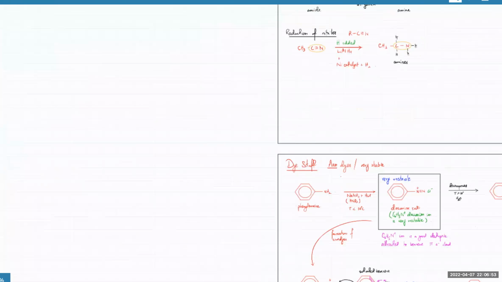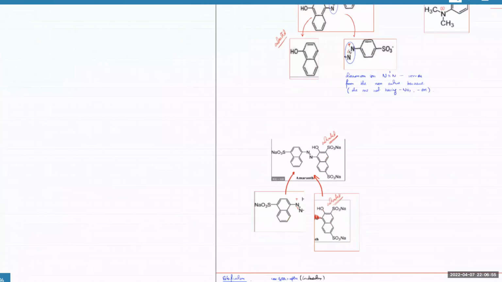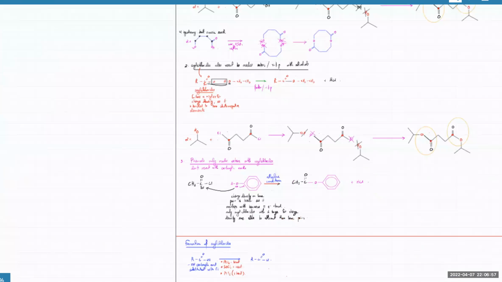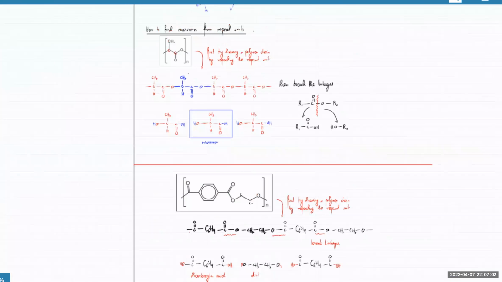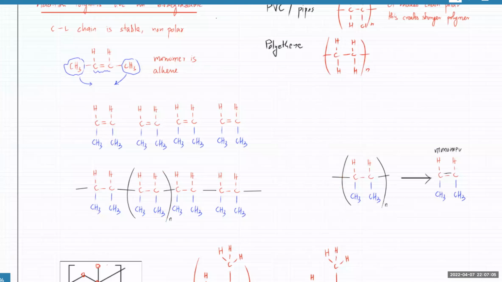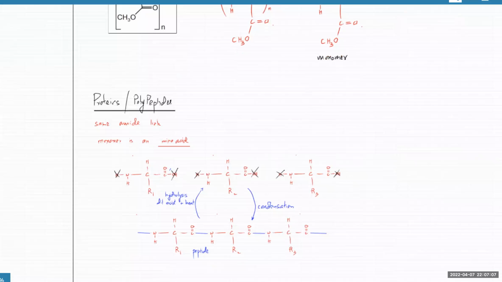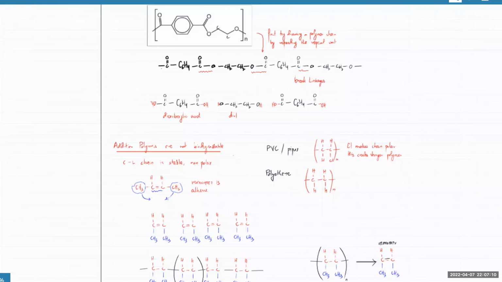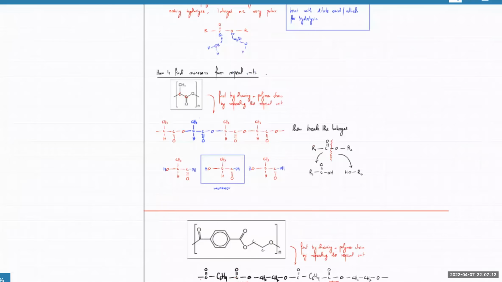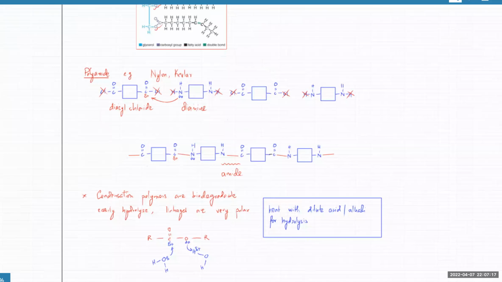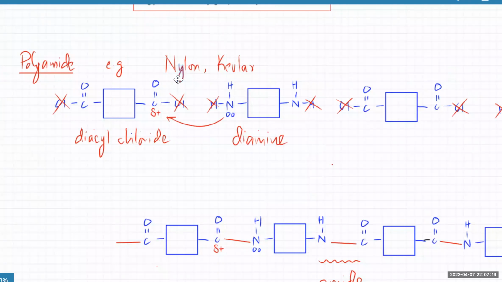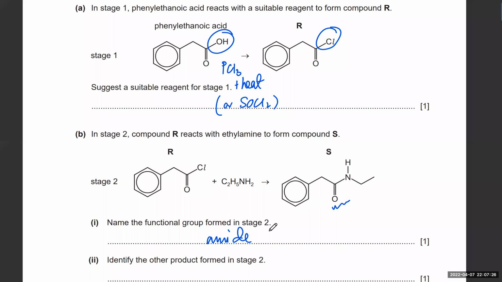And we did this when we did esters, and when we did polymerization. Remember, polyamides are formed when an acyl chloride reacts with an amine, and that results in the formation of amides. So this is that reaction.